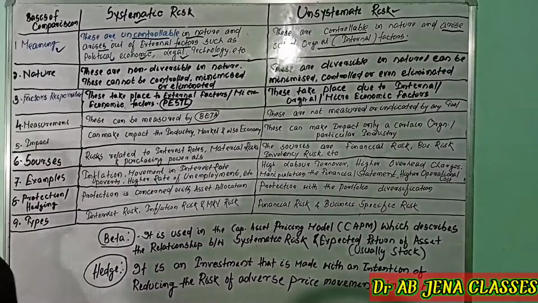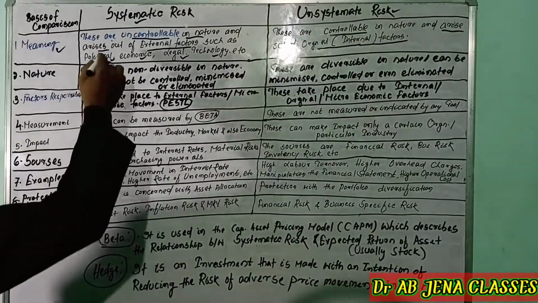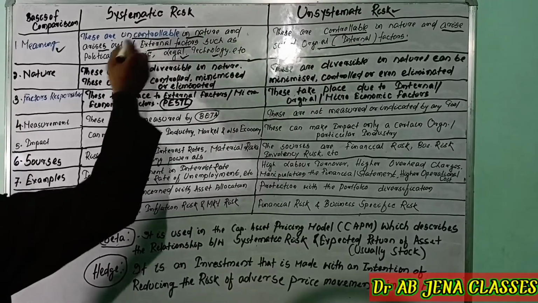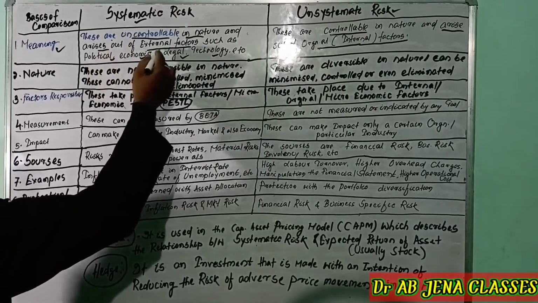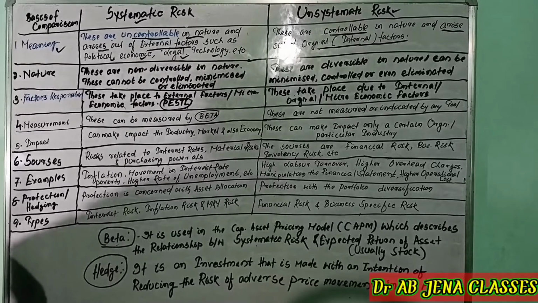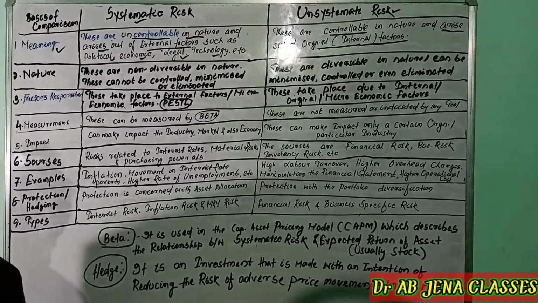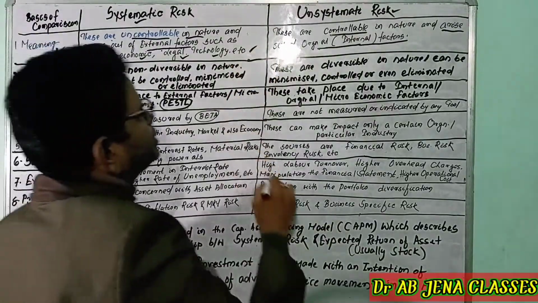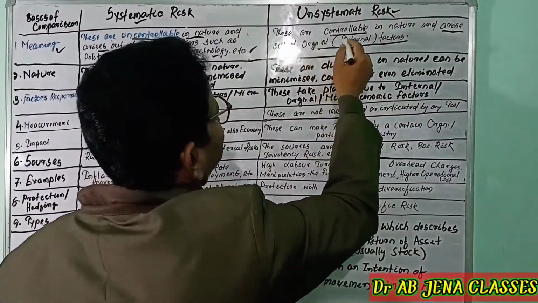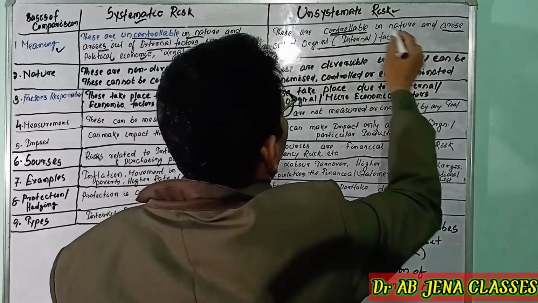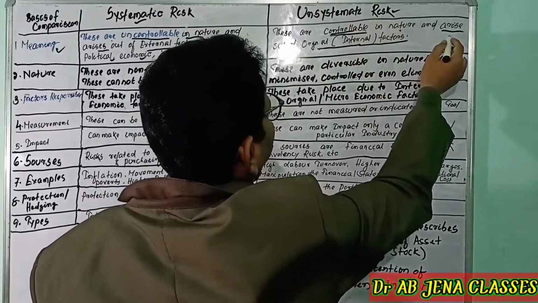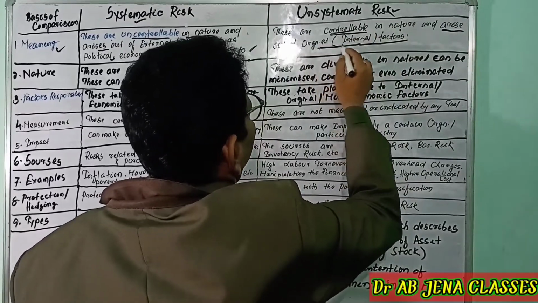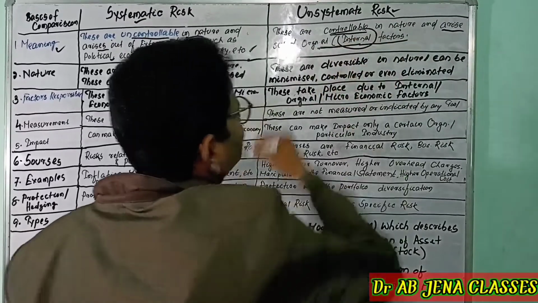Dear friends, systematic risks are uncontrollable in nature and arise out of external factors such as political factors, economic factors, legal factors, technological factors, etc. Unsystematic risks are controllable in nature, and they arise out of the organizational or the internal factors.